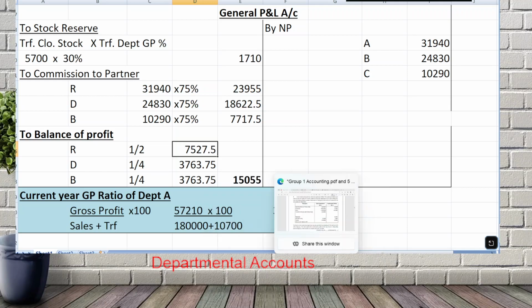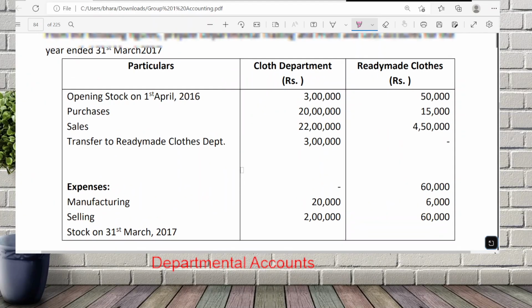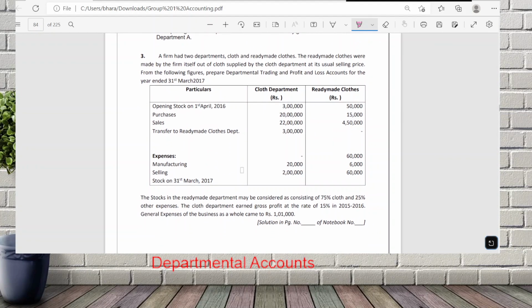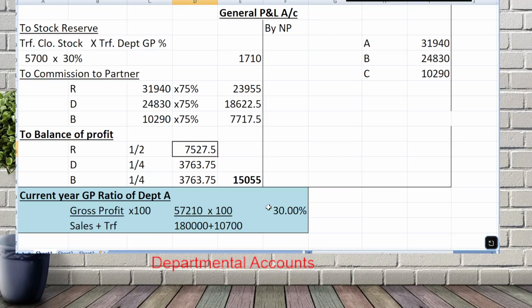This is question number 2. Question number 3, I do not want to even discuss or talk about. Try to solve it. Question number 3, you try to work out. I'll give you around 15 minutes. You prepare which account? Trading account, get which one? Gross profit. Then prepare which account? P&L account, prepare net profit, then do the general P&L account also. Try it.